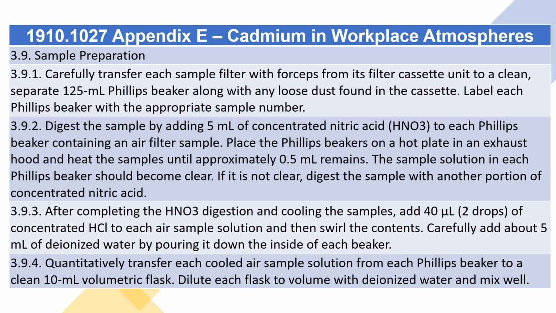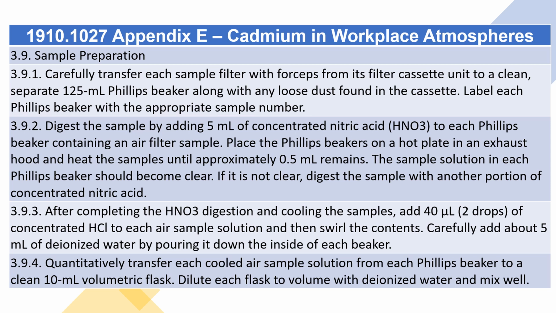3.9.2. Digest the sample by adding 5 ml of concentrated nitric acid, HNO3, to each Phillips beaker containing an air filter sample. Place the Phillips beakers on a hot plate in an exhaust hood and heat the samples until approximately 0.5 ml remains. The sample solution in each Phillips beaker should become clear. If it is not clear, digest the sample with another portion of concentrated nitric acid.